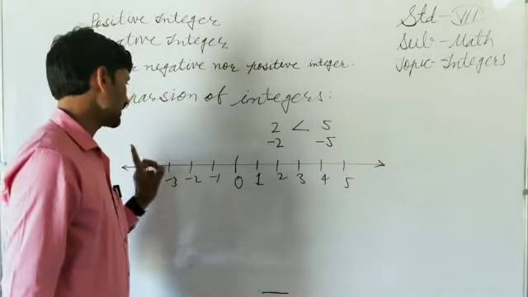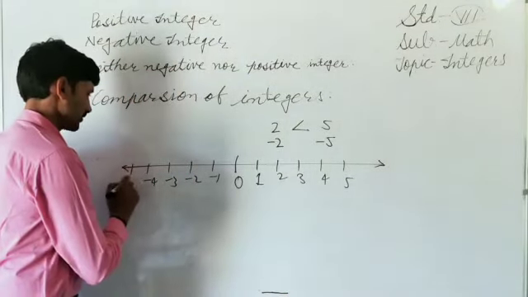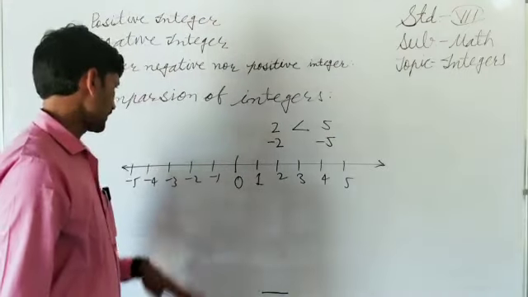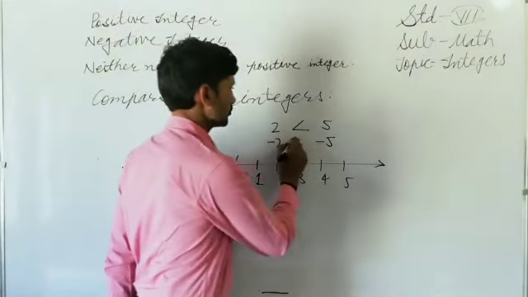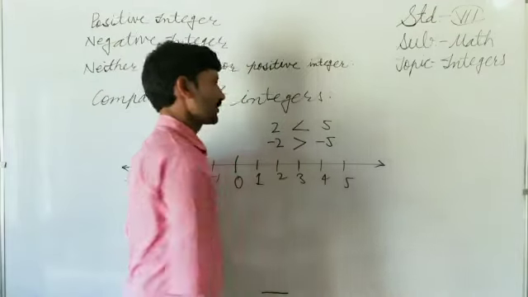Minus 2 is to the right side of minus 5. Minus 5 will be somewhere here, to the left side of minus 2. So that's why minus 2 is on the right side, so it will be greater.